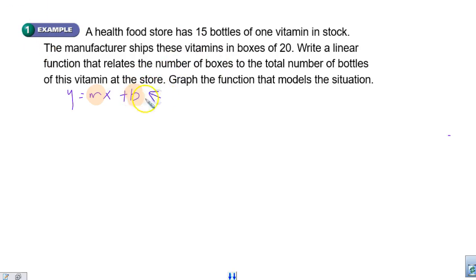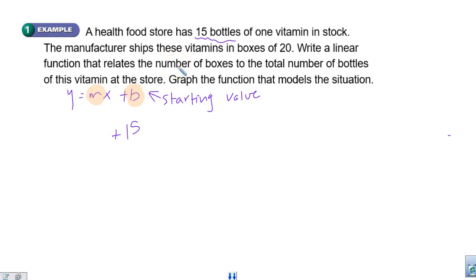So I'm going to go ahead, and for my y-intercept, I'm going to write starting value. And that y-intercept is basically how much do we have at the beginning? Before we do anything at all, what are we starting with? 15, good. It says a health food store has 15 bottles of one vitamin in stock. So we're starting with 15 bottles. So I'm going to go ahead and put 15 in place of my b. I'm starting with 15 bottles.